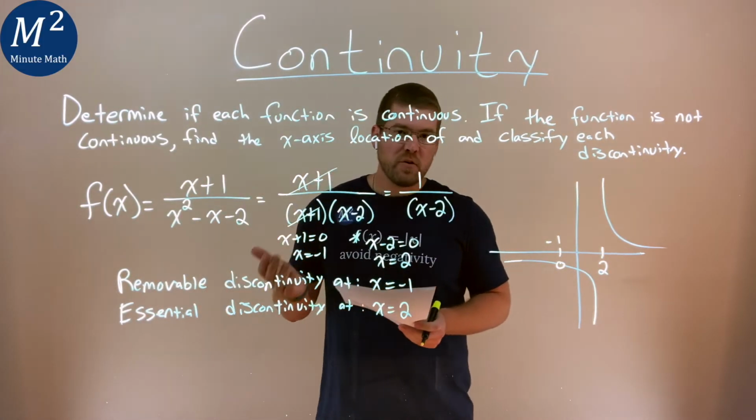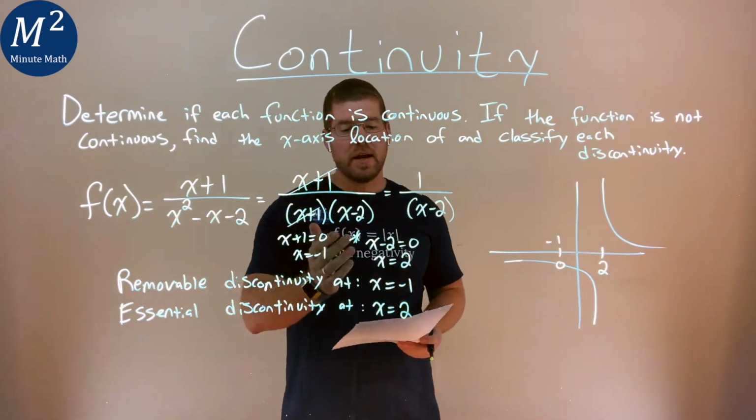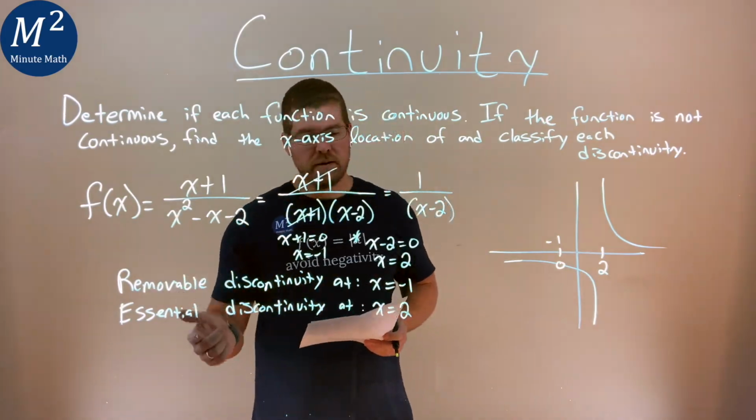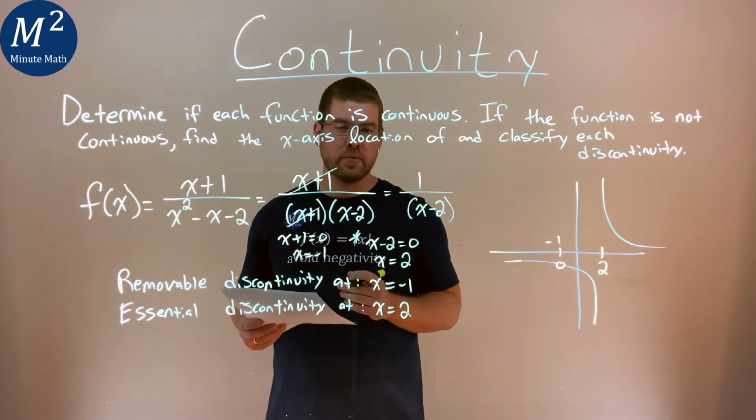So that's our final answer: removable discontinuity at x equals negative 1, and essential discontinuity at x equals positive 2.